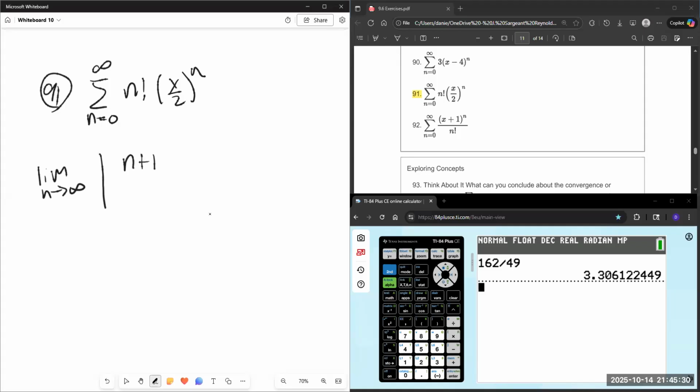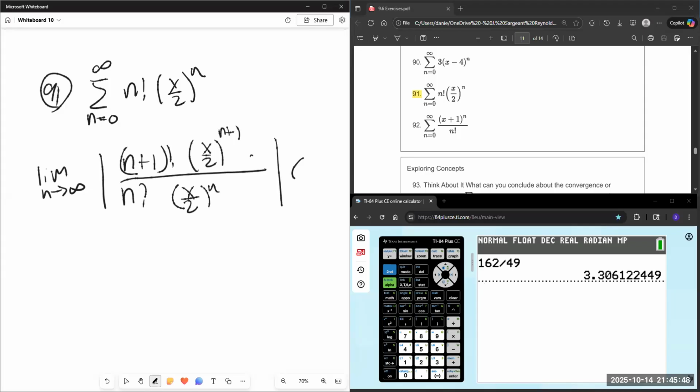So n plus 1 factorial, x over 2 to the n plus 1, divided by n factorial, x over 2 to the n. And I need this to be less than 1 to have convergence. So limit as n goes to infinity of absolute value of, that'll be n plus 1 in the numerator, and this will be x over 2 to the first, needs to be less than 1.